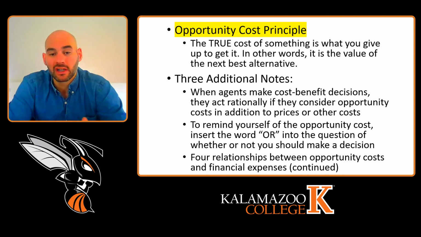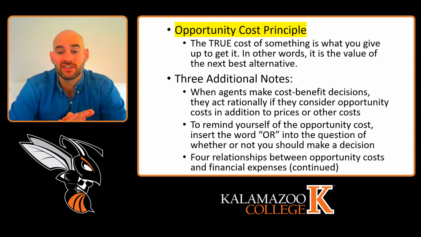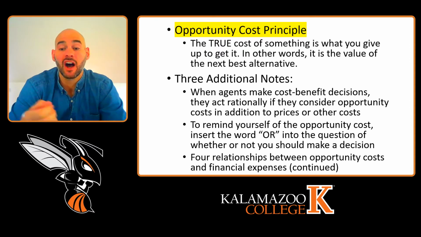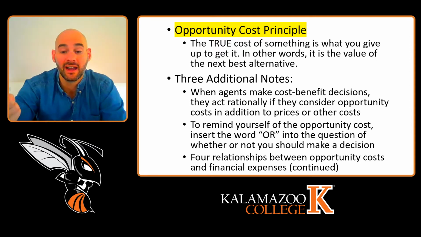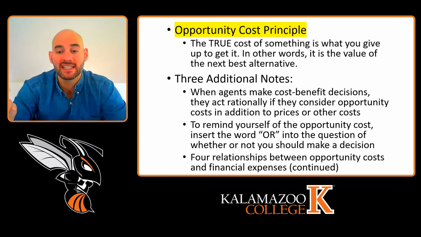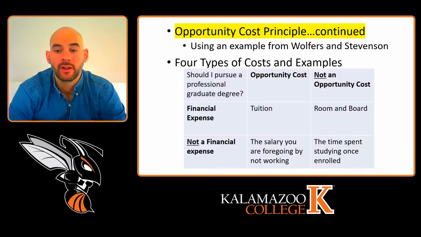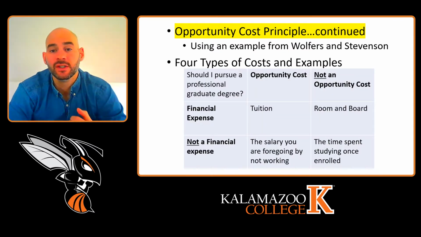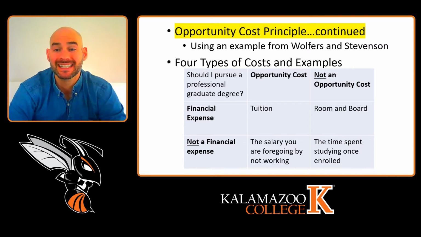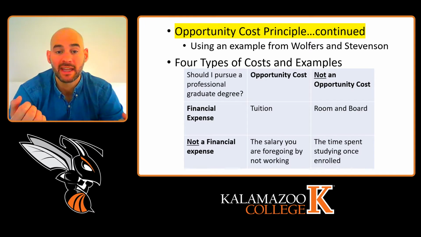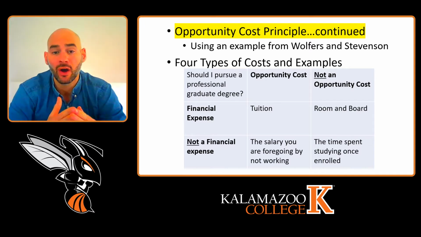Now, to make this point a little bit more clear, we're going to think of 4 relationships between opportunity cost and financial expenses, because not all examples of dollars changing hands, of paying a monetary cost, are an opportunity cost, and not all opportunity costs are financial expenses. So to make this point a little bit more clear, I want to use an example from the Wolfers and Stevenson textbook, which differentiates opportunity costs and financial expenses and shows where they overlap as well.